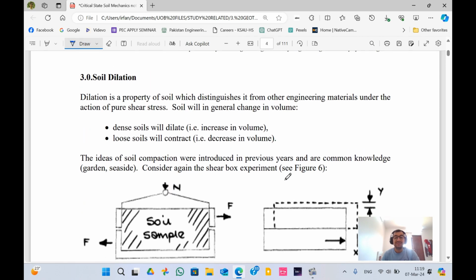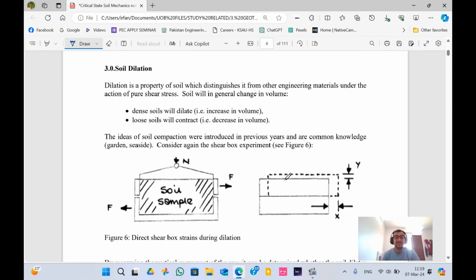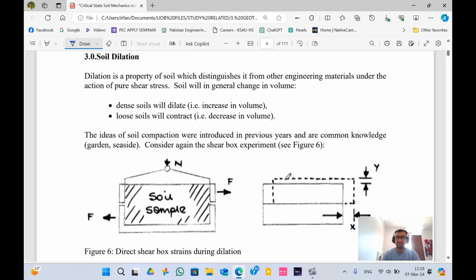Now, there is another concept of soil dilation. We have discussed different soil states in the previous slides.